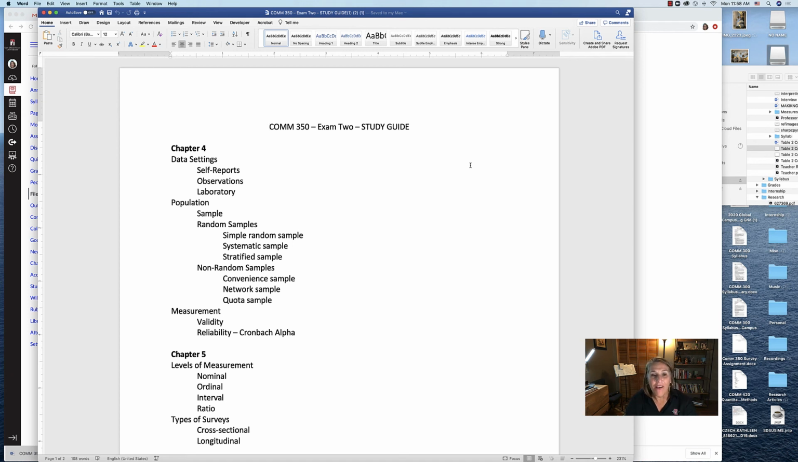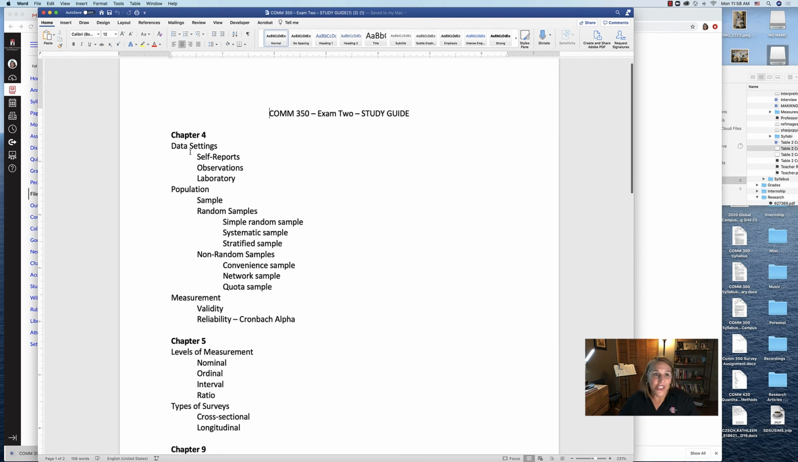So we have been focusing mostly these past few weeks on social science, quantitative methodology, and looking at measurements, statistics, and surveys. So the first chapter, ultimately, we've gone a little out of order, but the first chapter is chapter 4. And this does talk about how we collect data in our research.